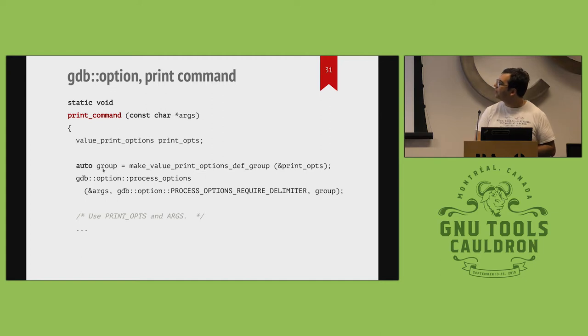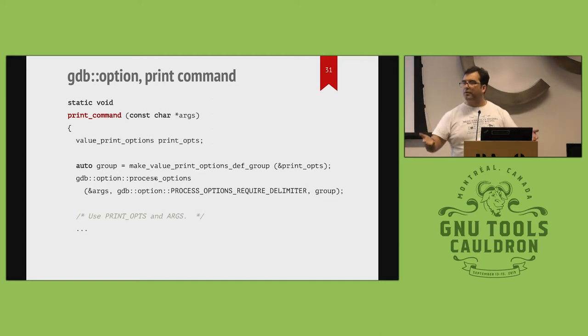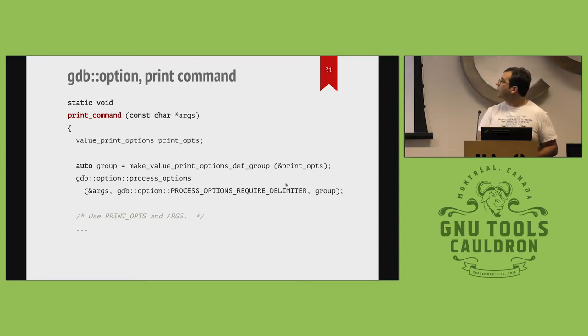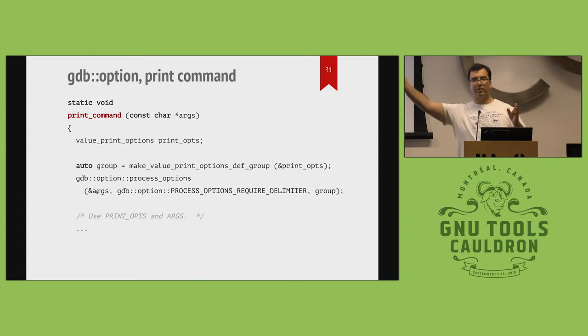It returns you this thing. And then you call the process options function, which is the thing that parses the input string. And at the end of this, you'll have data inside this structure corresponding to the options that were just parsed, and an advanced arguments pointer holds the rest of the input string after the options. This is for the actual print command, right?